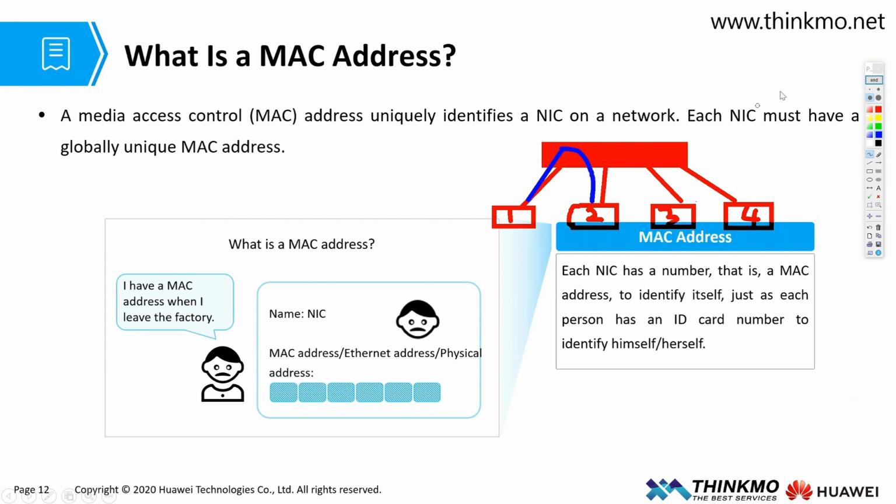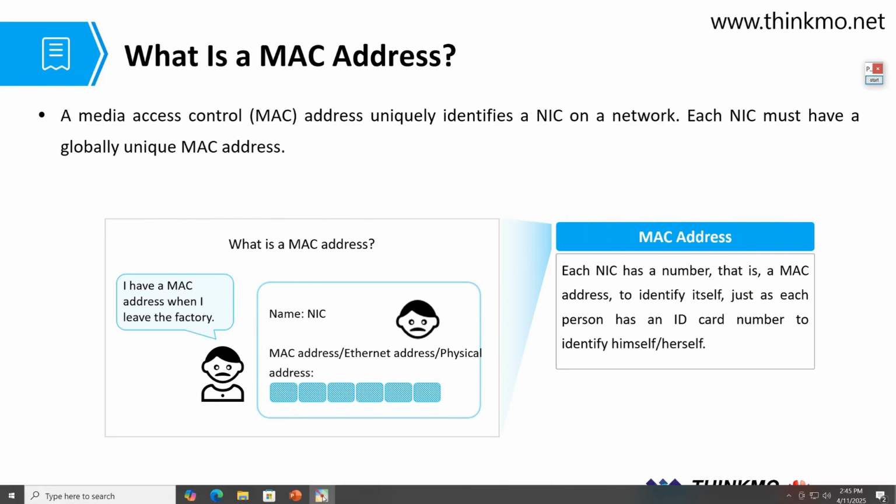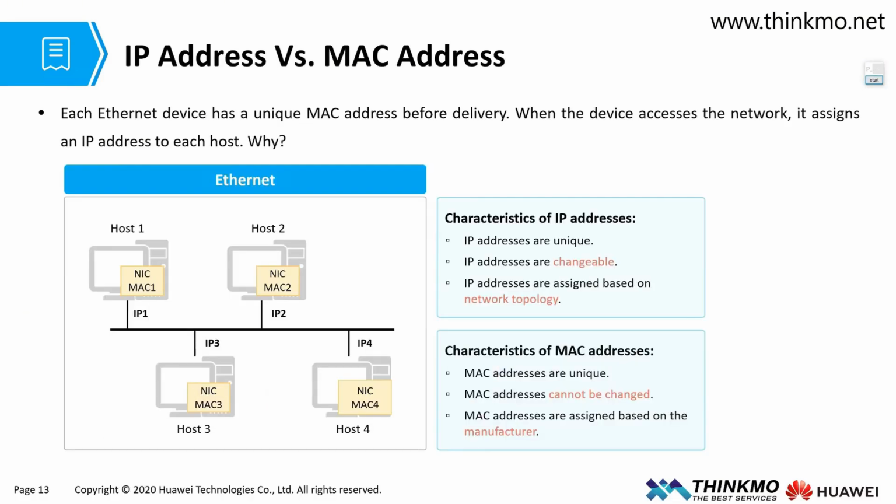Now, if I have a switch facing so many devices, how do I identify them? I will use MAC addresses to recognize them. You are only identified within this link. So the MAC address will serve as a means of differentiation for us in the future. This is our MAC address, which means every Ethernet device must have a unique MAC address before transmission. When this device accesses the network, an IP address is assigned to each of our hosts. As for our MAC address, it doesn't need to be configured.